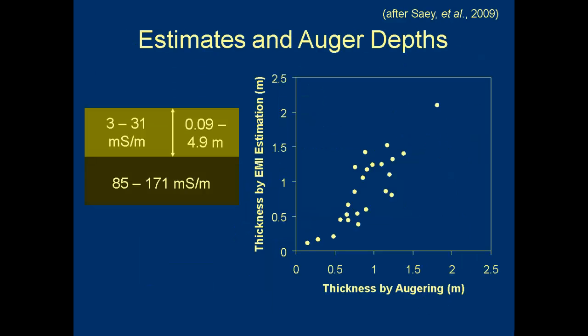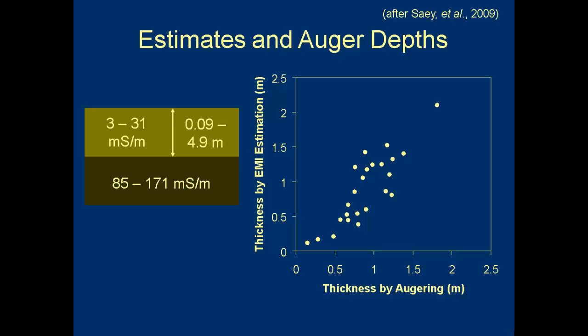The best fit models to the measurements yield a range of 3 to 31 millisiemens per meter for loess conductivity, 0.09 to 4.9 meters for loess thickness, and 85 to 171 millisiemens per meter for clay conductivity. At 24 locations, the thickness estimates were checked by augering. The model estimates of thickness and the depth observations at the auger sites agree reasonably well.